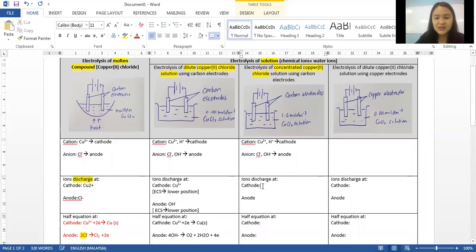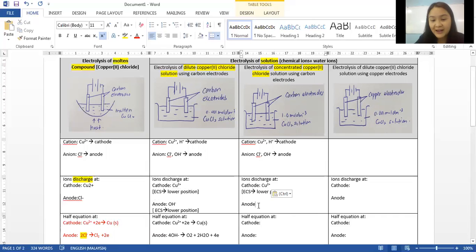So the next question is, who should I choose at the cathode? Based on what I've mentioned, at the cathode you don't have to crack your head to think who to choose. You choose based on ECS. For the cathode, for all situations, you just go by ECS, and ECS asks you to choose the one with lower position. So between this pair, Cu2+ and H+, who has a lower position? Cu2+. So Cu2+ will be chosen at the cathode.